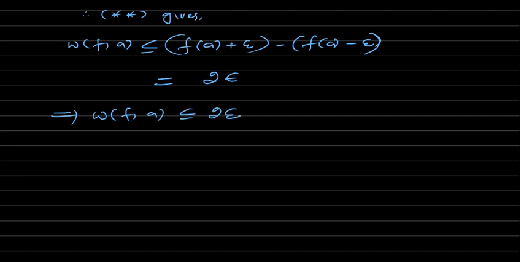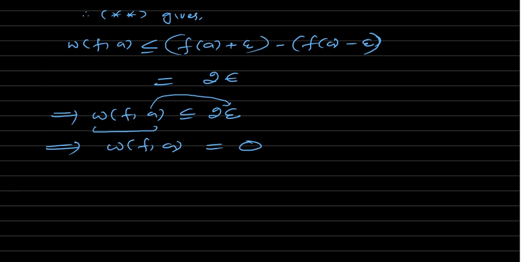So this means that the oscillation of f at a is less than or equal to twice epsilon, where epsilon is any positive number. So the oscillation of f at a is equal to 0, because this is some fixed number that is less than or equal to every positive number, and obviously it is independent of epsilon. So the oscillation of f at a is equal to 0.